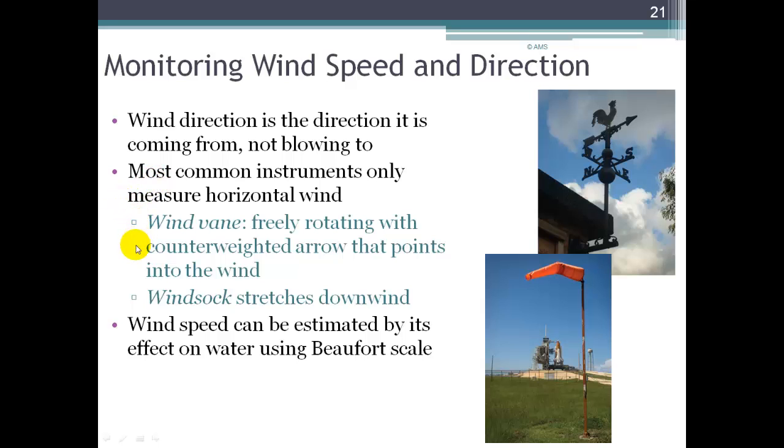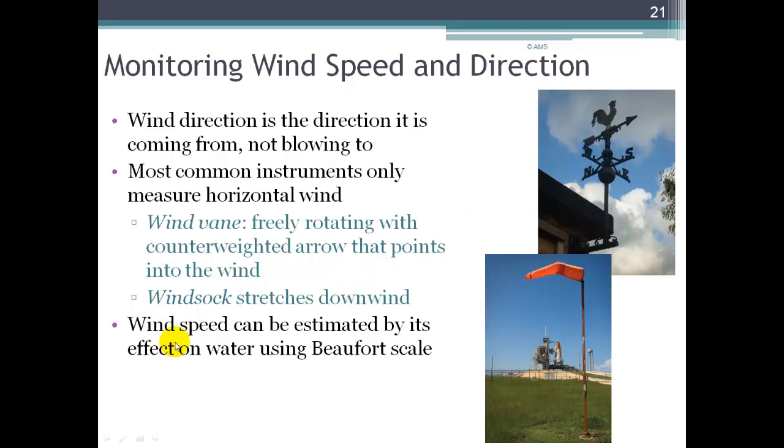The most common instrument to measure wind direction is called a wind vane, and here's a picture of kind of a recreational wind vane. And the vane is counterweighted so that the arrow points into the wind. So when you see a wind vane, however sophisticated, it is pointing into the wind. This one has a kind of compass associated with it, so you can see it looks like we have a southerly wind in this case.